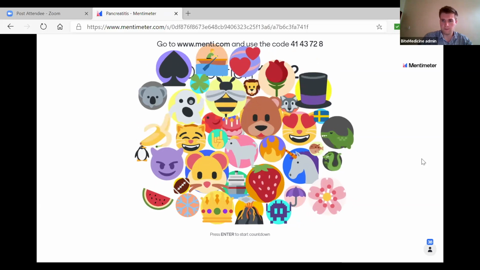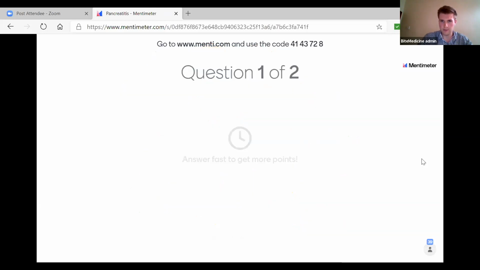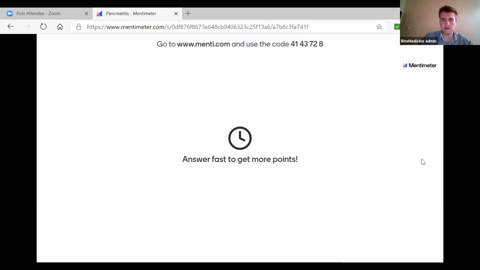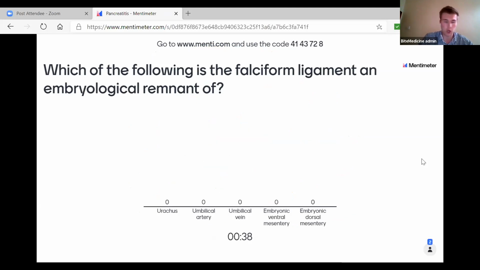Wonderful. So question number 1 is coming up. Answer fast to get more points. Which of the following is the falciform ligament an embryological remnant of?